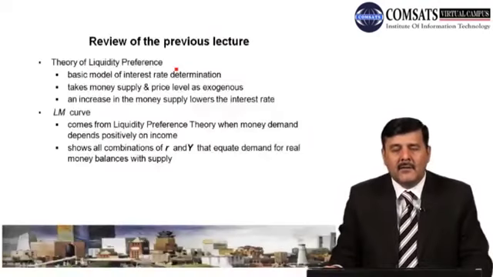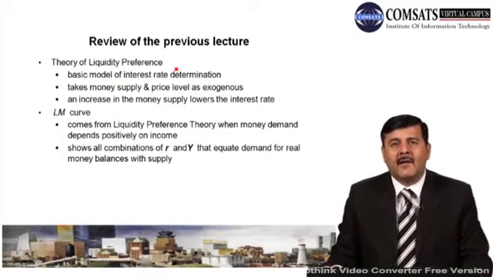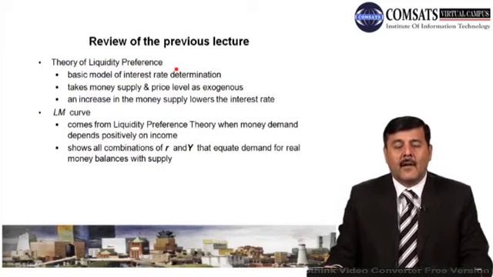What we learned in the previous class: we derived the LM curve by using liquidity preference theory. Now, what is liquidity preference theory? It is the basic model of interest rate determination. Interest rate is determined by using the money supply and the money demand. In this theory we take the money supply and price level as exogenous, given, and then an increase in the money supply lowers the interest rate.